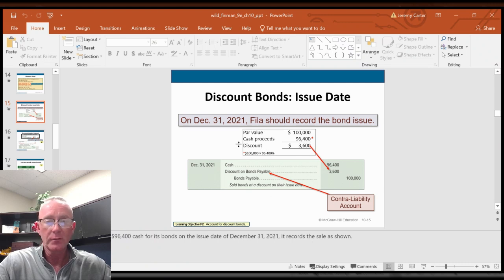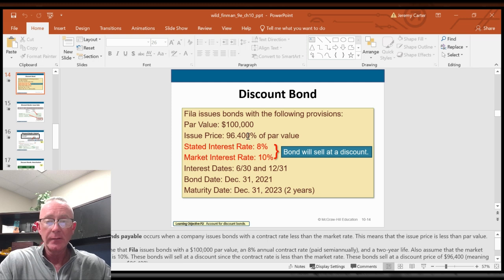Try to work through this and create some narrative in your mind as to why or how this is happening, and then build this example and build your journal entry off of what you know is happening. This right here could say the same thing: it's trading at 0.964, or 96.4%.